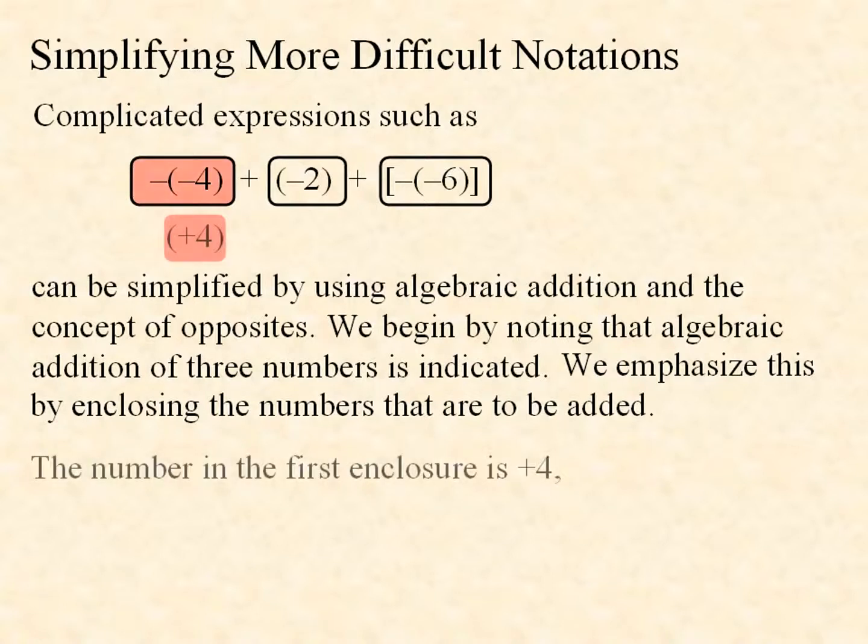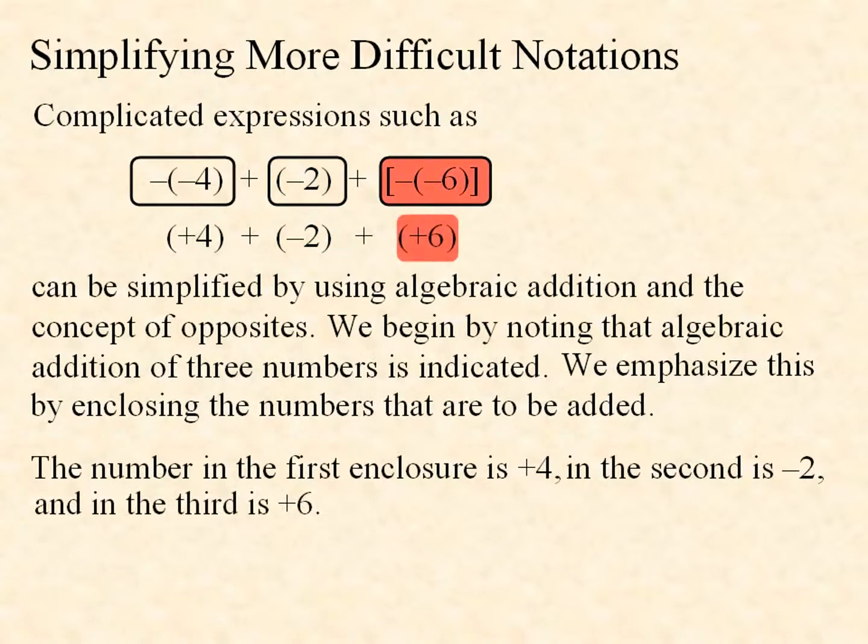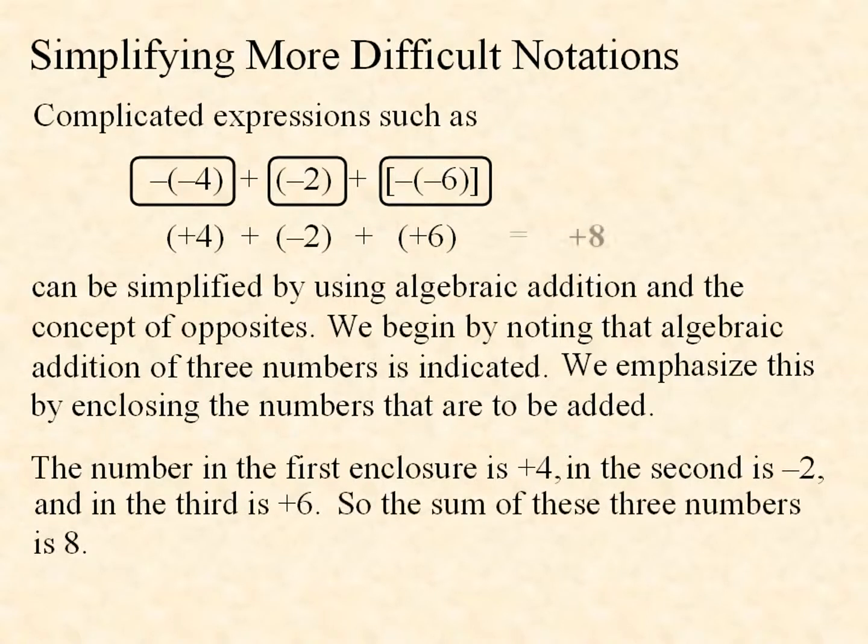The number in the first enclosure is positive 4 because two minuses give you a positive. In the second is negative 2. And in the third is positive 6. Again, an even number of minuses is a positive. So the sum of these three numbers is 8.